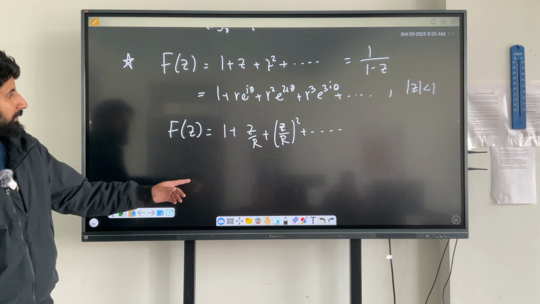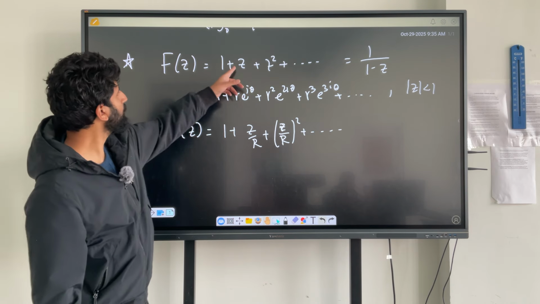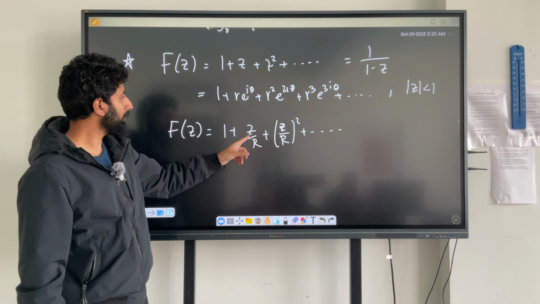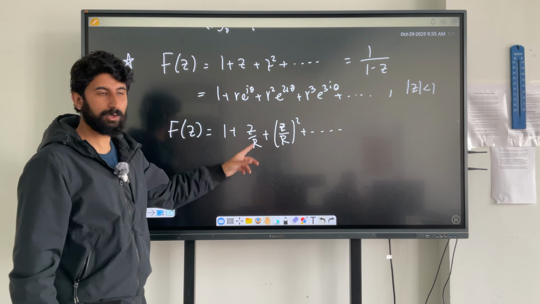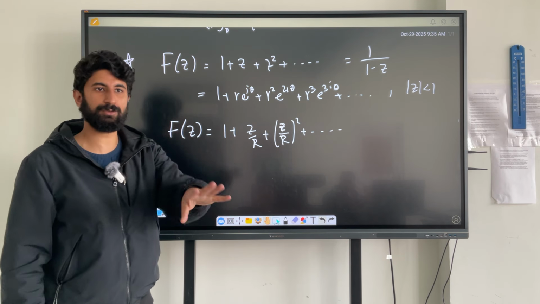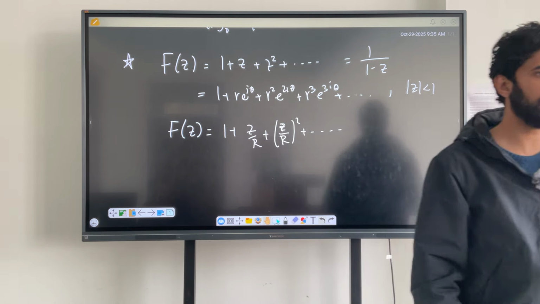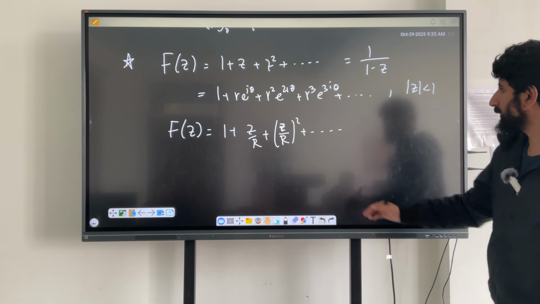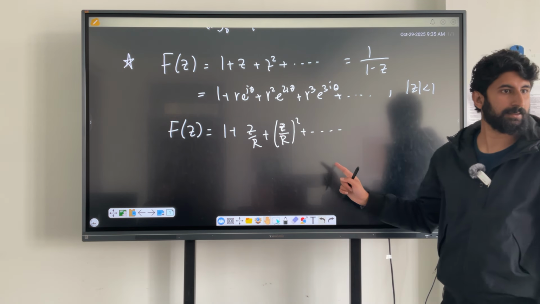When R is what? Earlier you wanted mod Z to be less than 1. This is exactly the same thing, but you have Z by R. So you want mod of Z by R, where you assume R to be a real number, some large number. Let's say R is 100 or something. So when will this give you a finite answer?